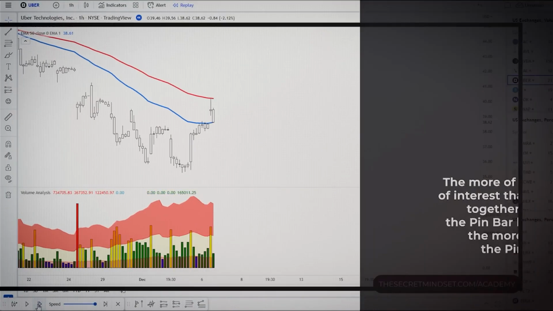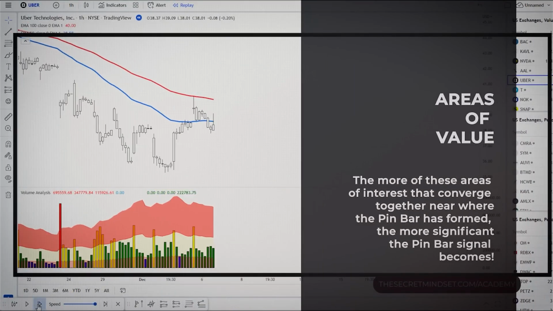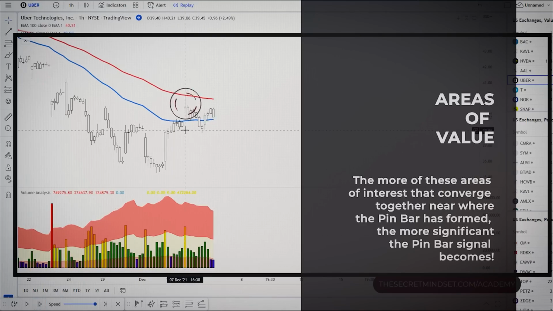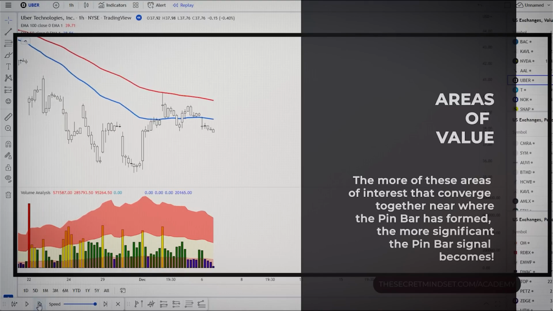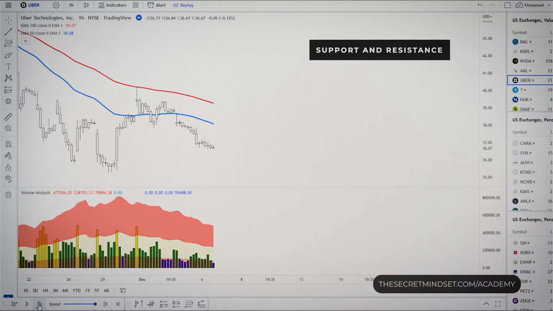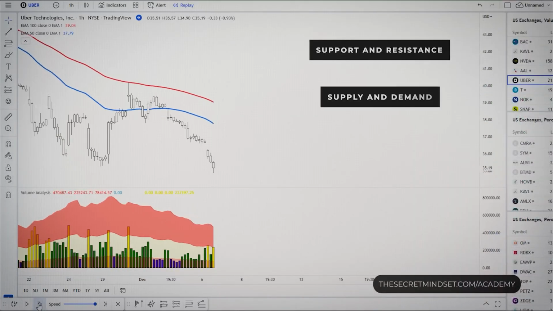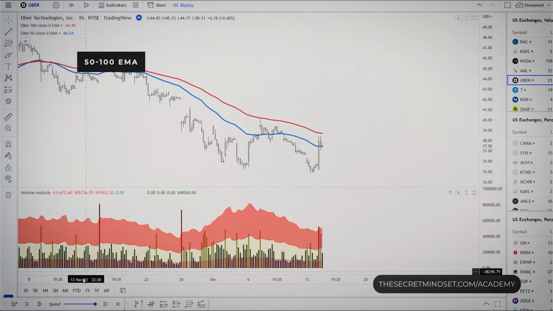So pin bars should only be traded when they form in areas of value or interest. The more of these areas of interest that converge together near where the pin bar has formed, the more significant the pin bar signal becomes. This is known as confluence. You can use support and resistance levels, supply and demand areas, but in this video, we'll focus on EMAs.